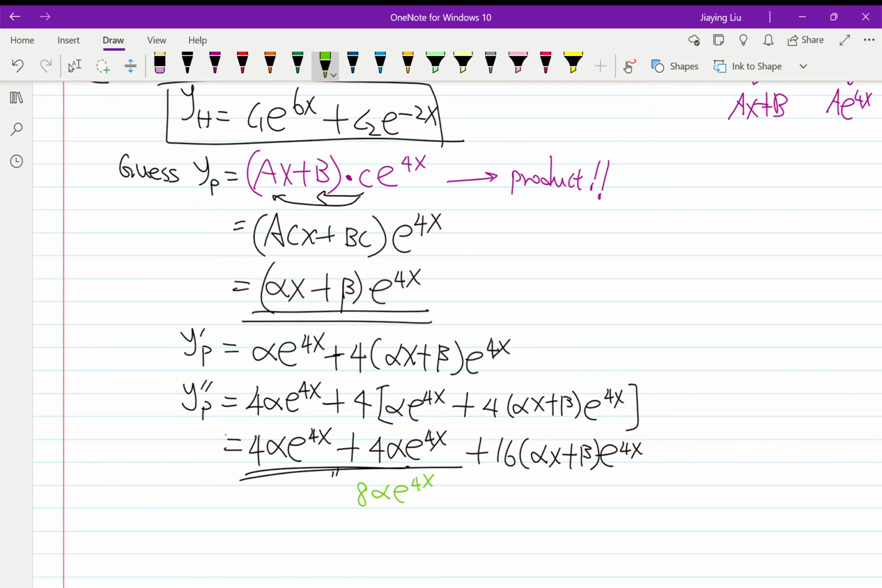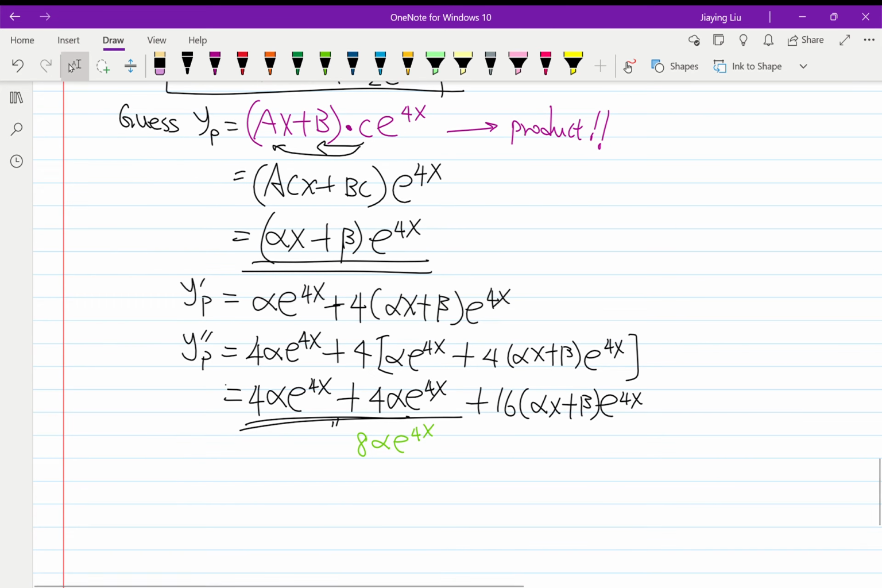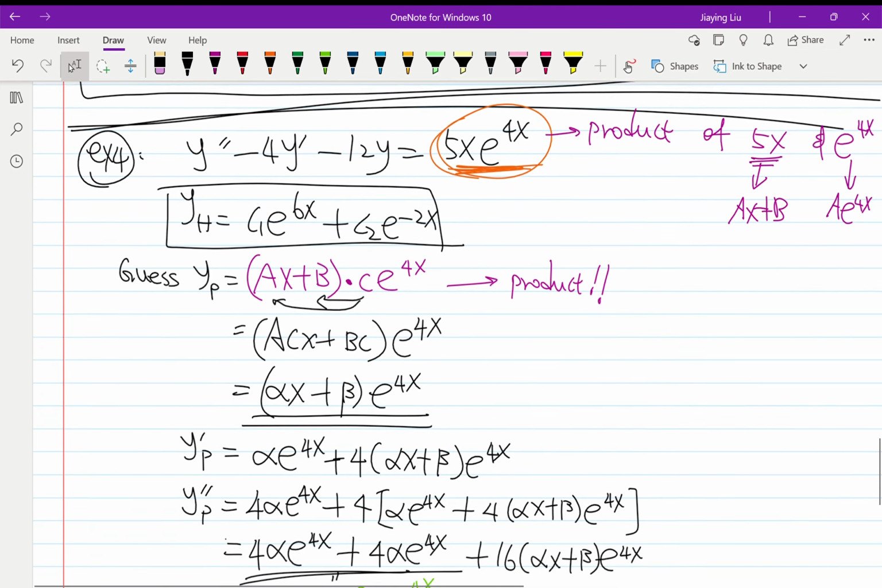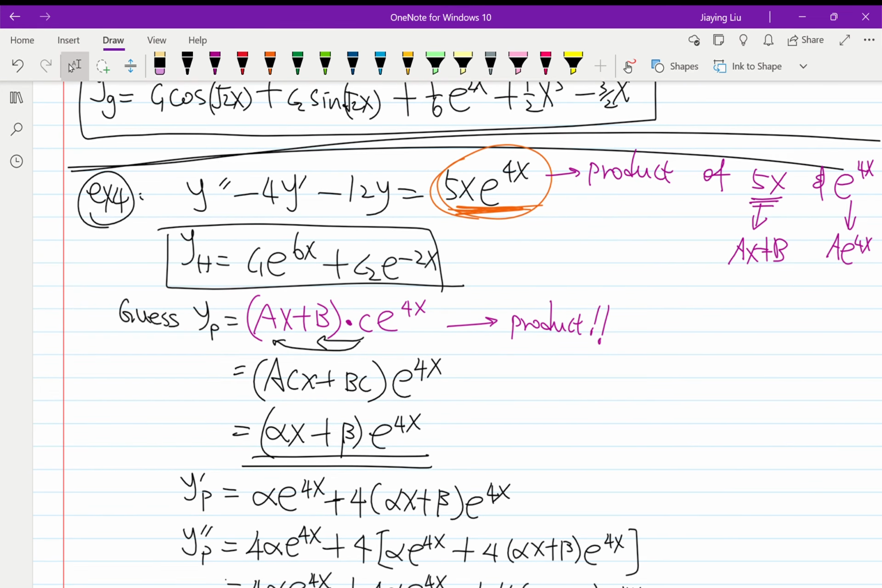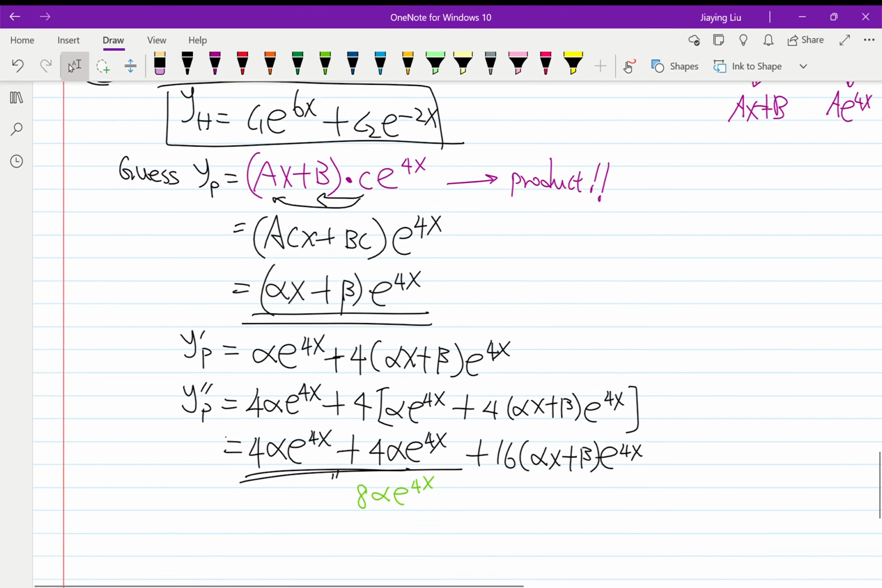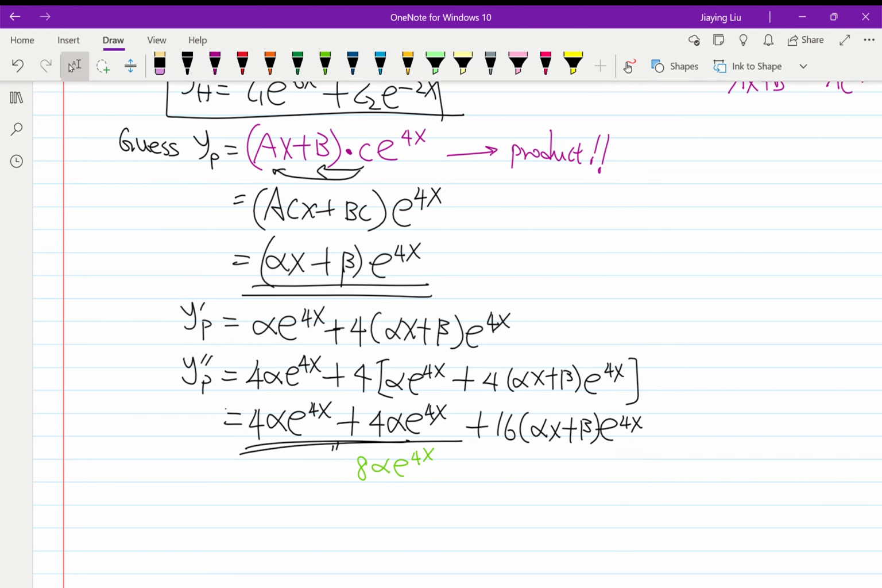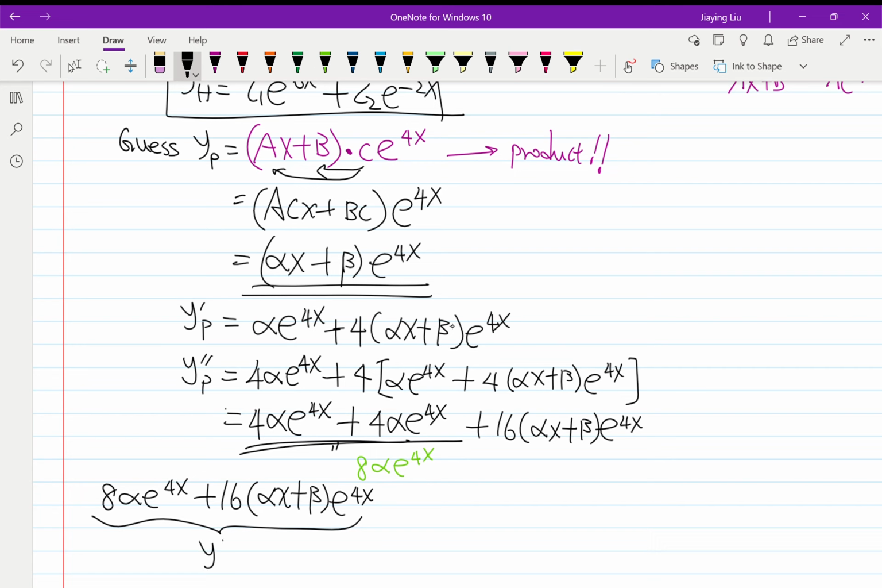And now I'm going to take the derivatives and put them into the equation. If you recall, that's what the differential equation looked like: the second derivative minus 4y prime minus 12y equals this. So if I put it in, we get the second derivative: 8 alpha e to the 4x plus 16 alpha x plus beta e to the 4x.